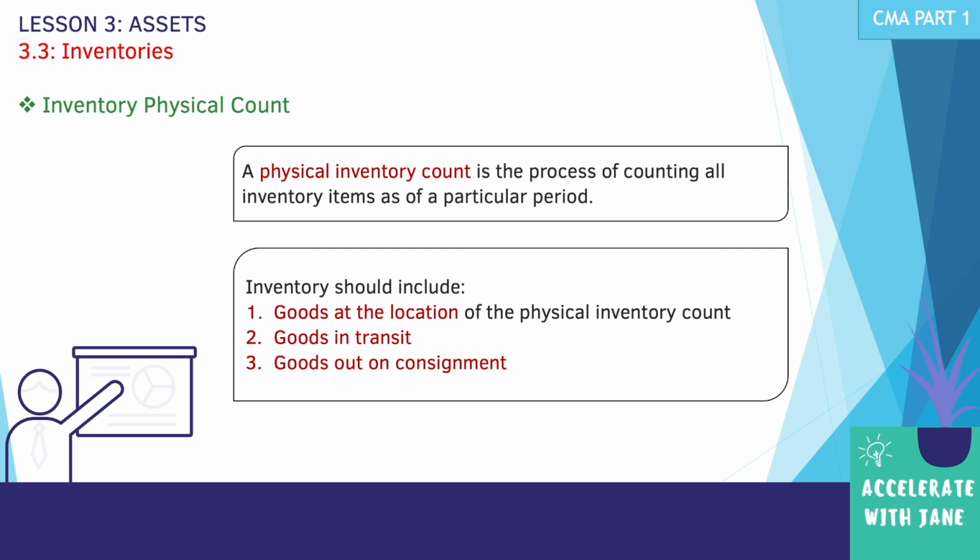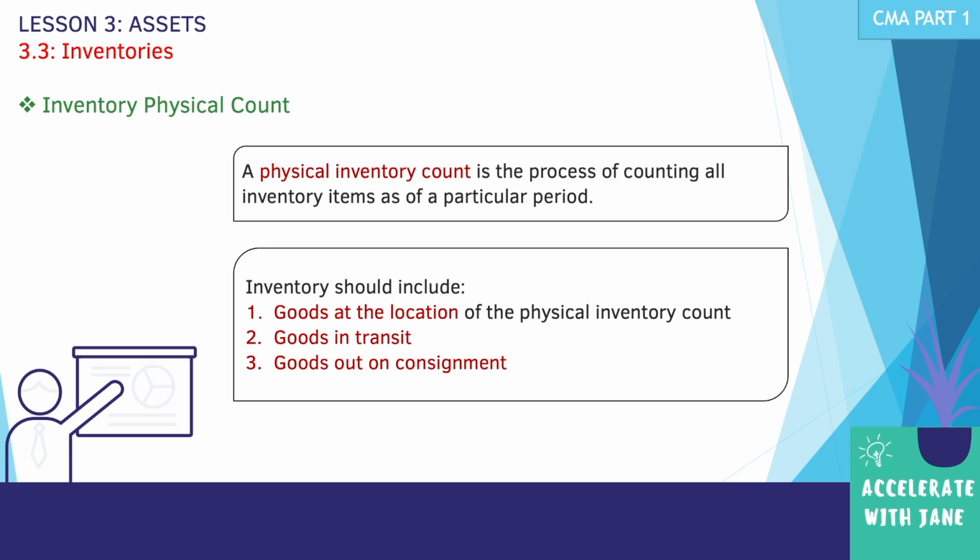So now let's discuss what inventory should be included in our inventory balance at the end of the period. We have 3 points here. First is the goods at the location of the physical inventory count, meaning we should include in our inventory balance the amount of the goods which are at the location during the physical inventory count process. Second is goods in transit.